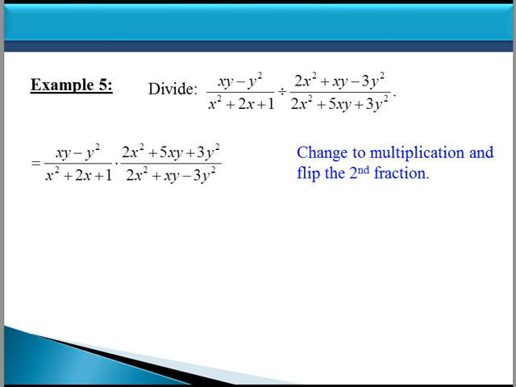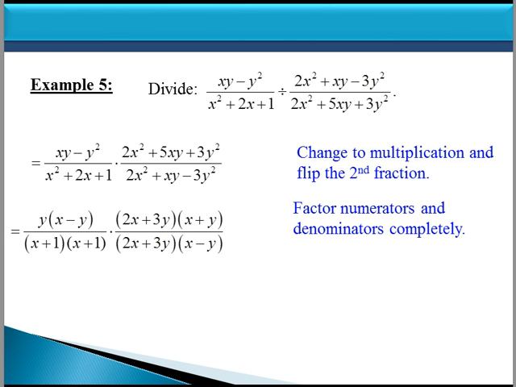Once you're done factoring, you should end up with these factorizations. In the numerator of the first rational expression, we can factor out a y, so we end up with y times x minus y. Its denominator factors into x plus 1 times x plus 1. Then the numerator of the second fraction, you probably would need to use your grouping skills or trial and error to factor into 2x plus 3y and x plus y. And the denominator of that fraction would factor into 2x plus 3y times x minus y.